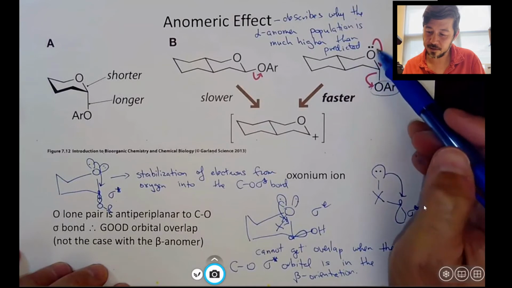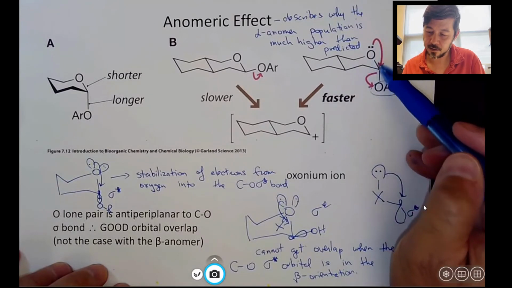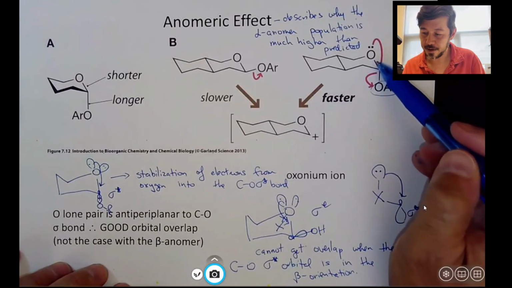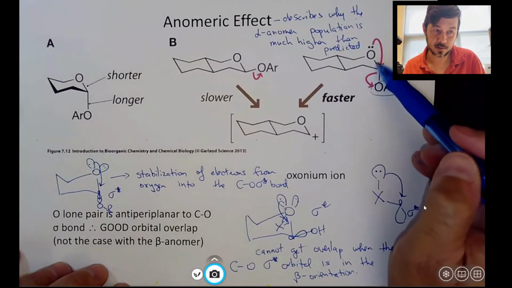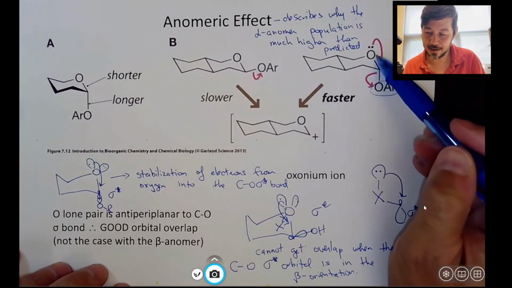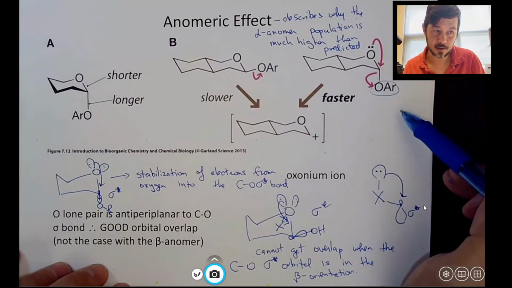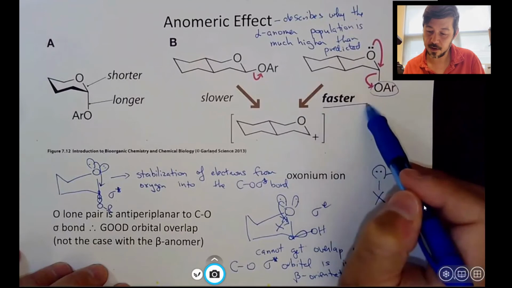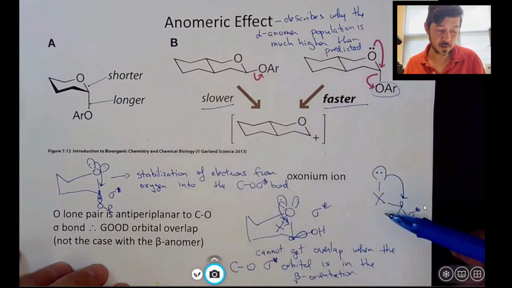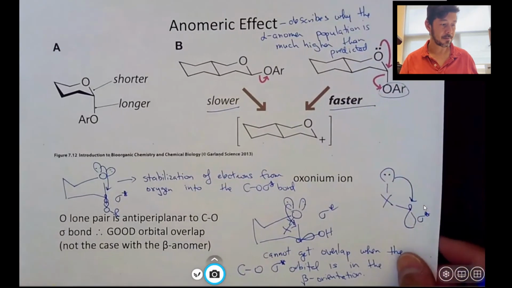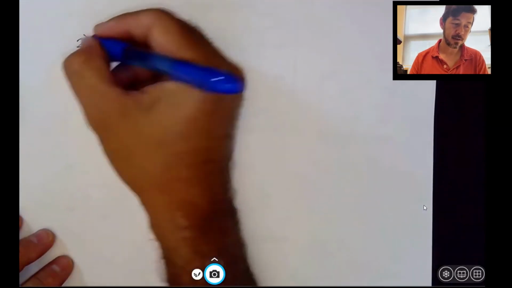And it's much faster because if you're getting electron donation to that sigma star orbital, it's much easier for this leaving group to leave. So you've already, in some ways, initiated that process by stabilizing it in that orientation. So it's much faster, whereas here it's much slower. So those are some other examples to show. So that's sort of one main fact from the anomeric effect.